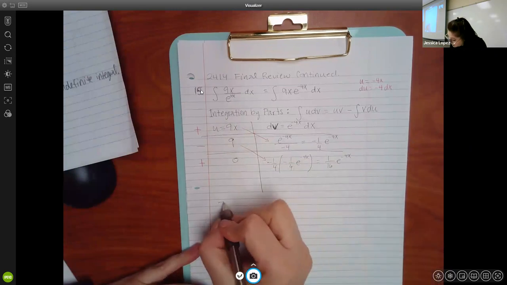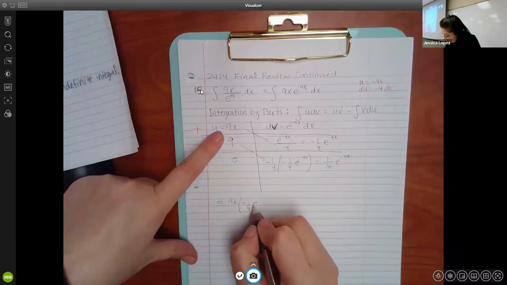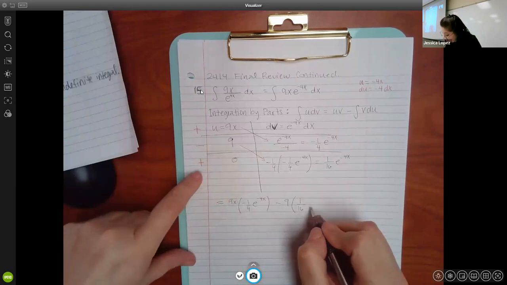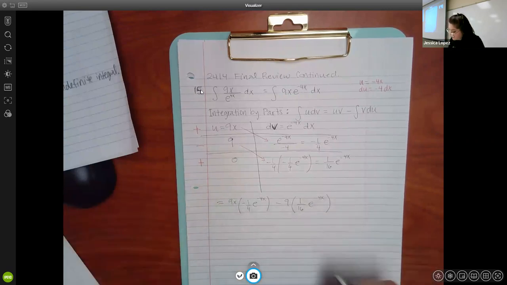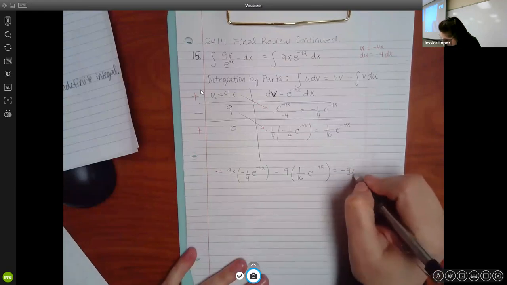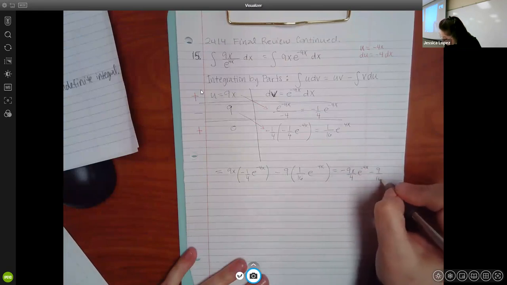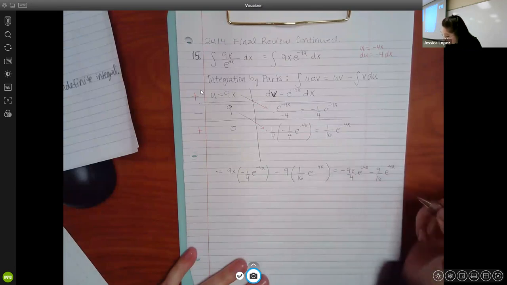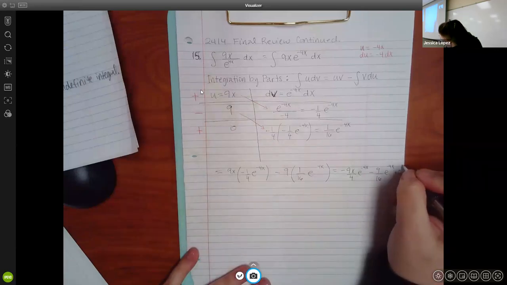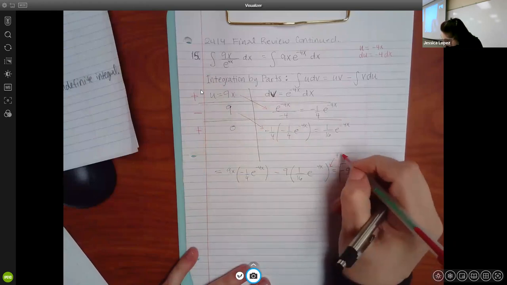But let's put it together. So we end up with 9x times -1/4 e to the -4x minus 9 times 1/16 e to the -4x. And so we just clean that up a little bit and we should be finished. So -9x/4 e to the -4x minus 9/16 e to the -4x. Now I am doing indefinite integration, right? So I should have a plus C. And in all honesty, there should have been a plus C in here.